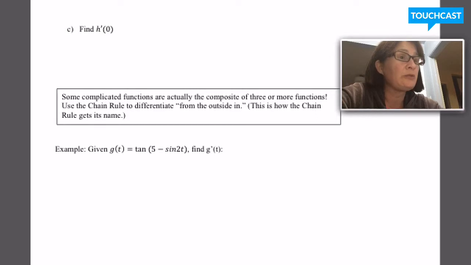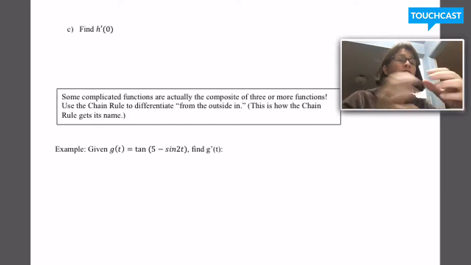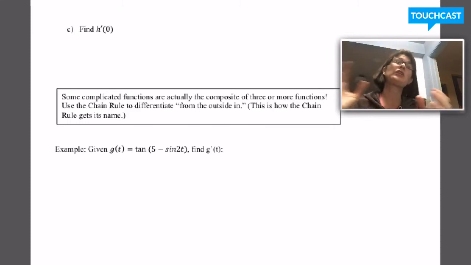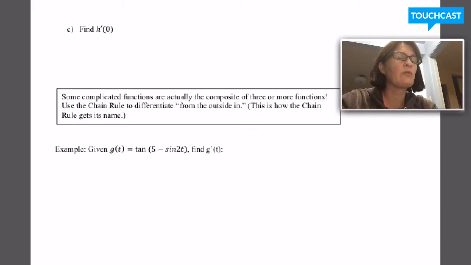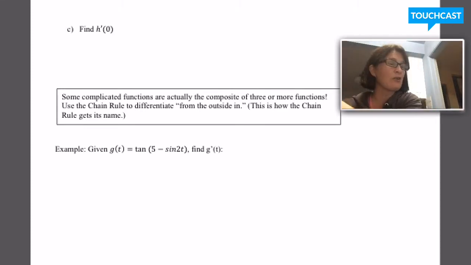And now here's the reason the chain rule gets the name chain rule. Sometimes we have complicated functions that aren't just 2 functions composed together, but they're actually 3 or even more functions composed together. So to do that, we're just going to follow that same process to take the derivative of a bunch of functions composed together. It's the derivative of the outermost function with the inside the same times the derivative of the inside. Well, to take the derivative of the inside, you might have to take the derivative of the outermost function of the inside, with that inside still the same, times the derivative of the inside.